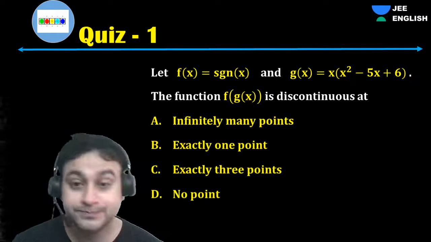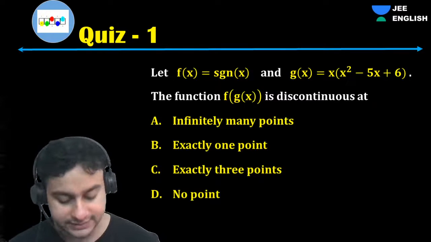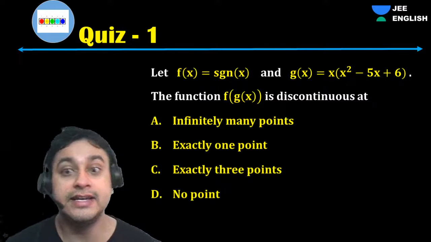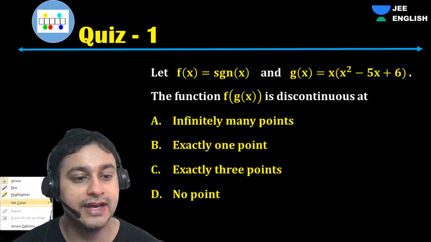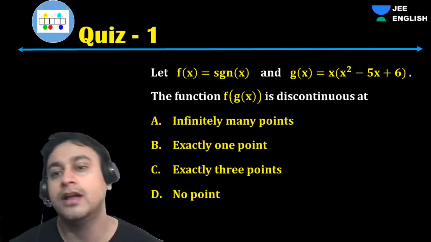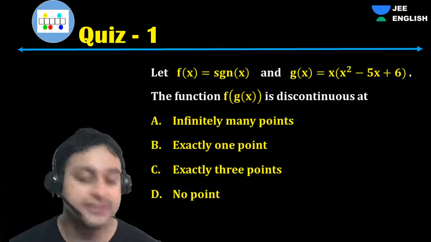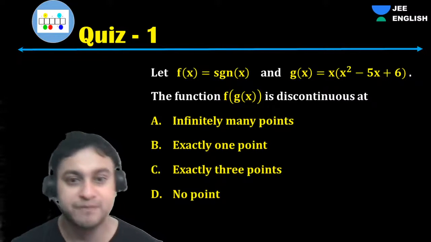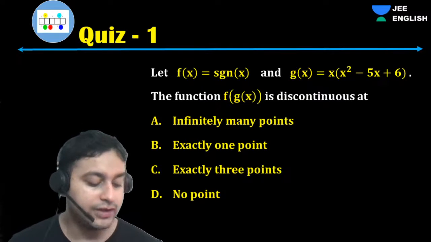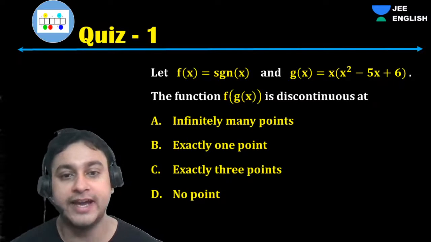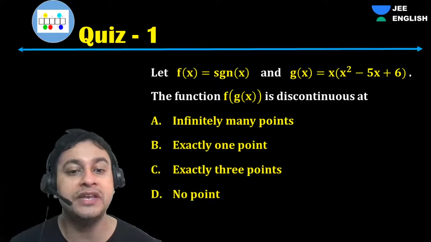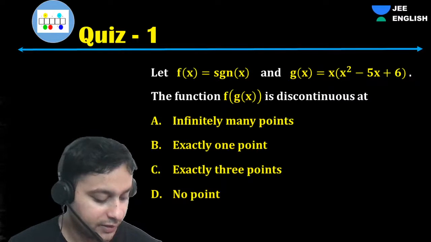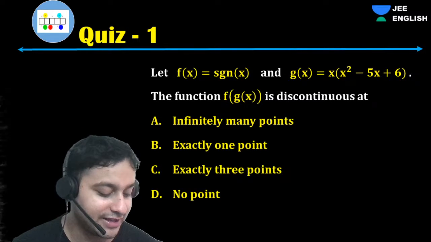So this is one important question which we have at the moment, which is a very interesting problem also. Here they have asked us: signum of x is f of x, and g of x is given as x into (x square minus 5x plus 6). What we have to do is check that the function is discontinuous at how many points.